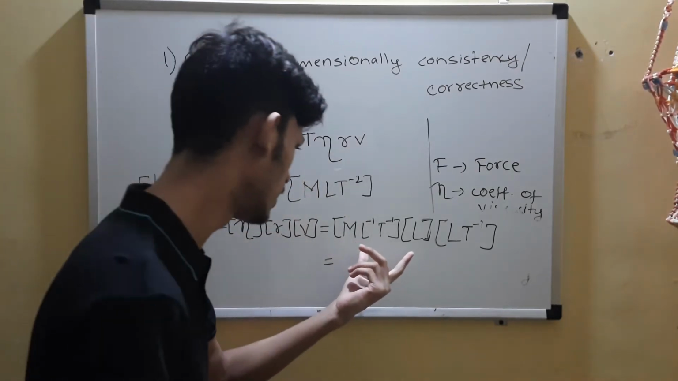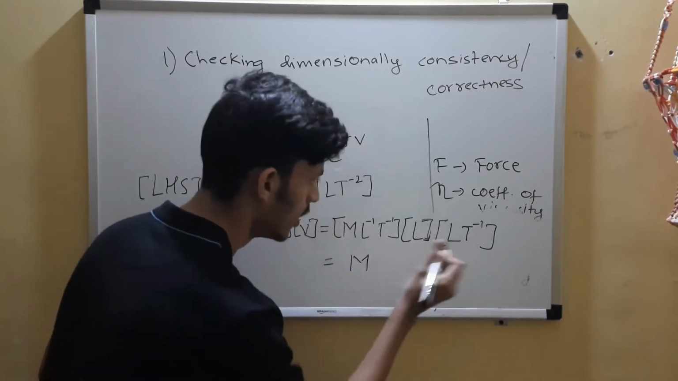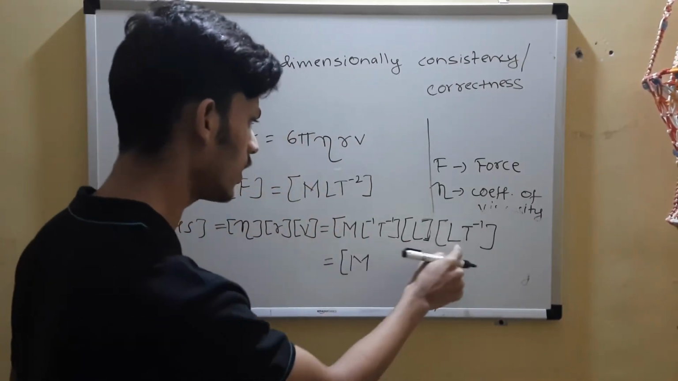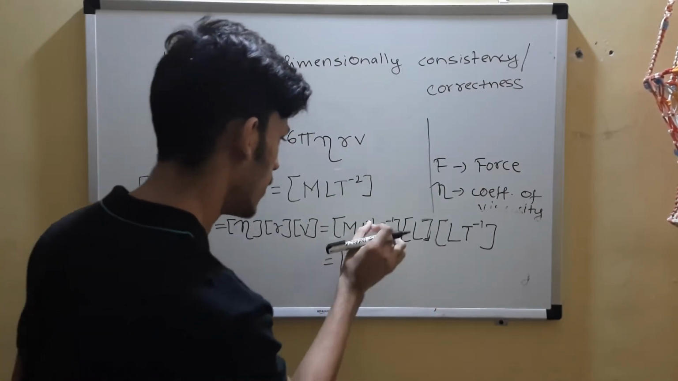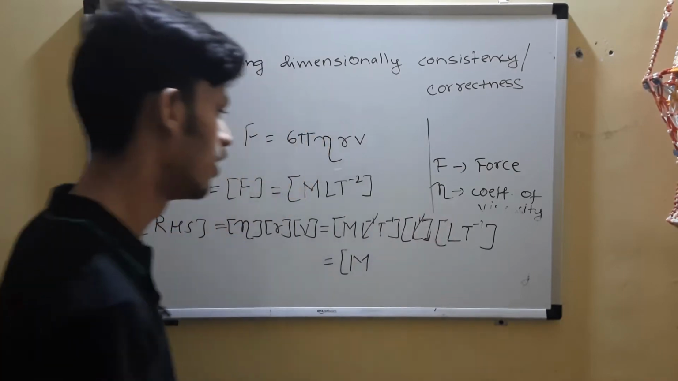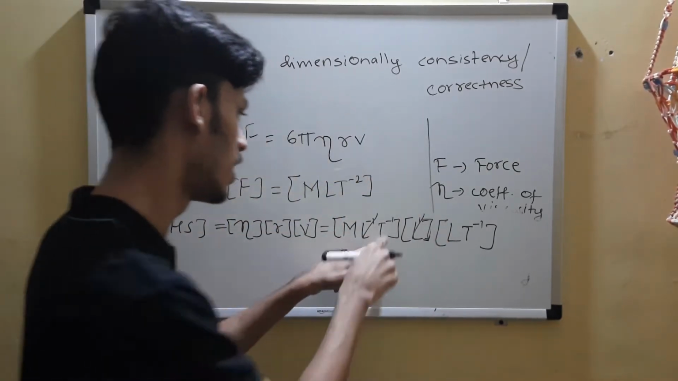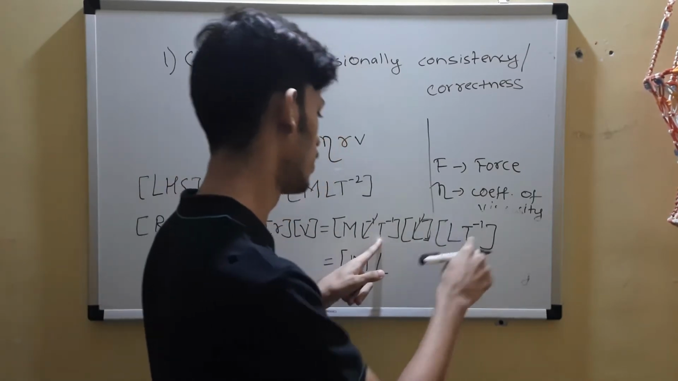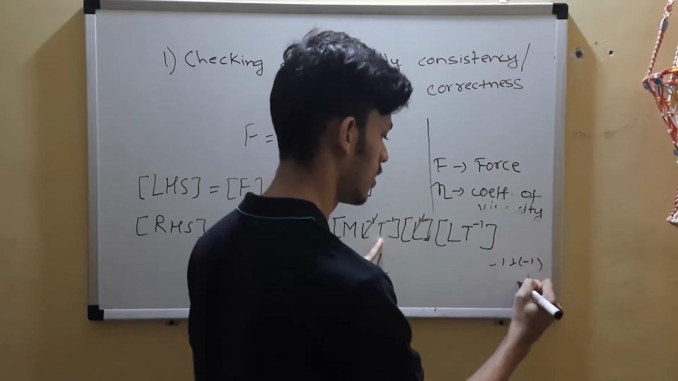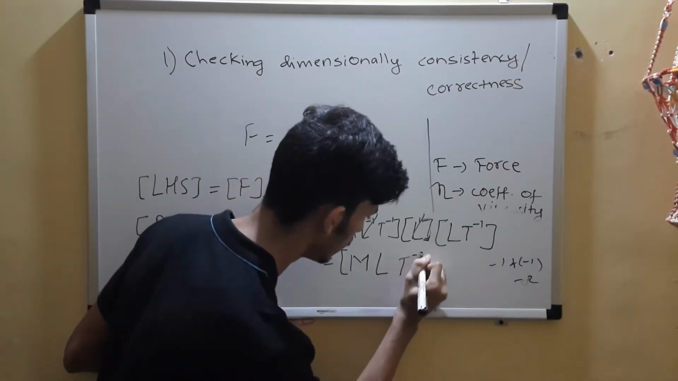Now look at it wisely. M will remain as it is. There is no other m there. Now L, there are 3 L's. Look here, minus 1 plus 1. This will give this and this will cancel. And this L will be left, and this is t raised to minus 1, t raised to minus 1, t raised to minus 1, minus 1 plus minus 1, which is minus 2. So here we get t raised to minus 2.